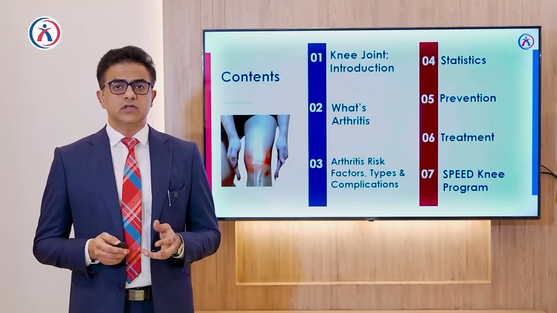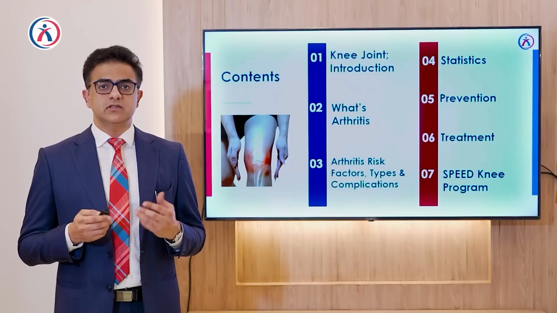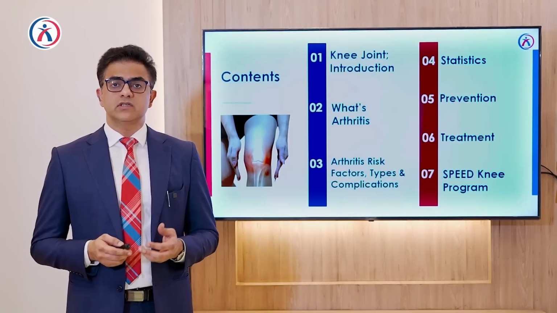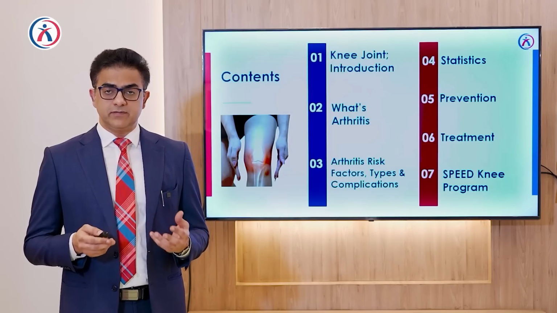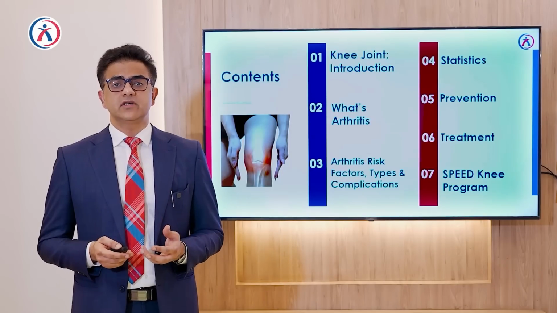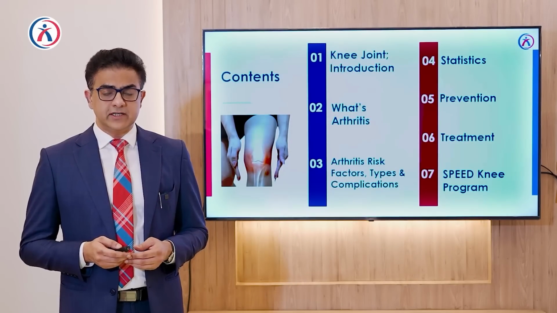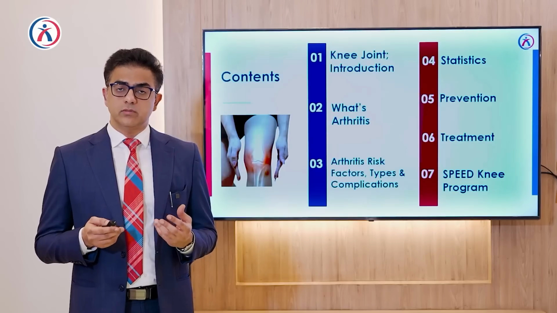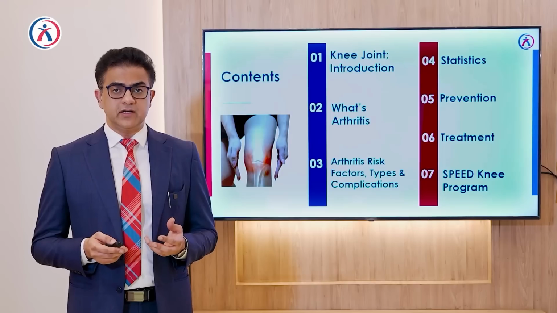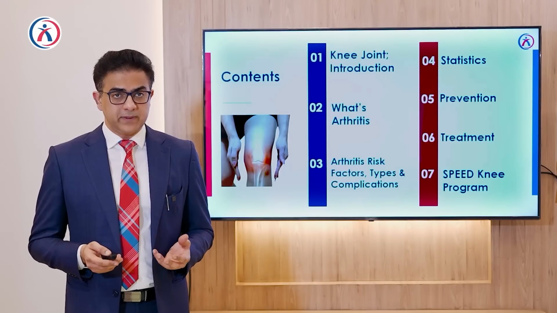We are going to talk about some introduction on the knee joint, what is the knee joint anatomy and how does it function. Then we are going to talk about what arthritis is, what is the definition and what are the main risk factors and types and complications related to various types of arthritis. Then we are going to talk about some statistics related to the incidence of arthritis in India as well as what is the global comparison.